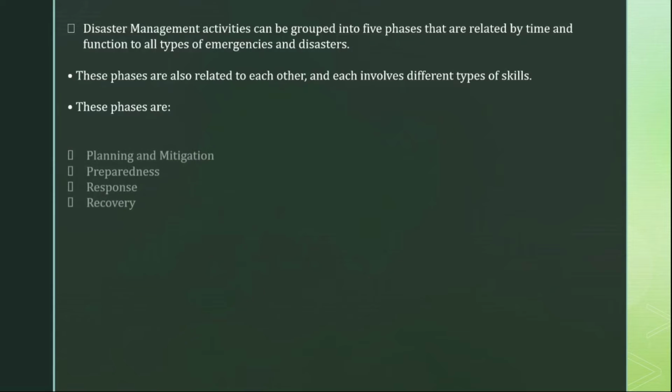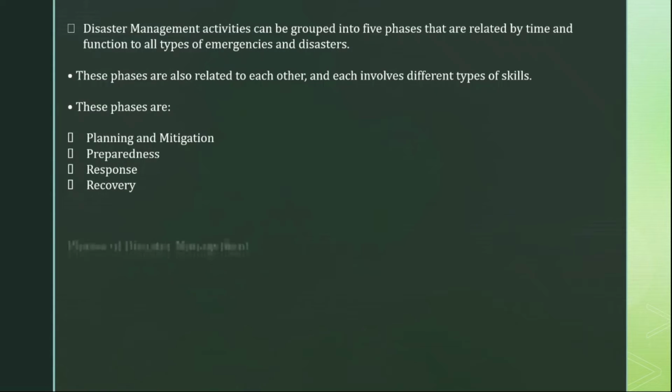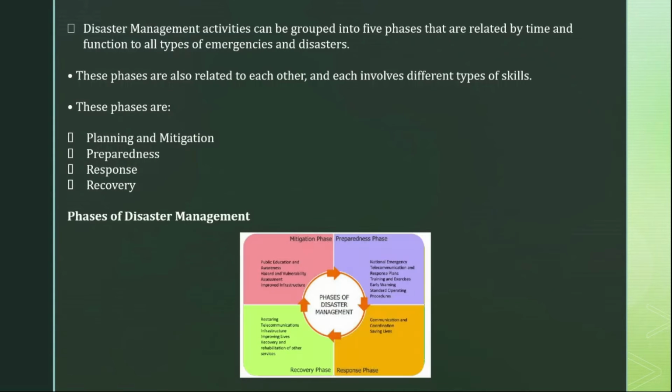There are mainly 4 phases. First one is planning and mitigation. Second is preparedness. Third one is response, and fourth one is recovery. So these are the 4 types. And this is the chart. With the help of this chart, we easily learn the phases of disaster management. 4 phases, as I say, planning and mitigation phases.